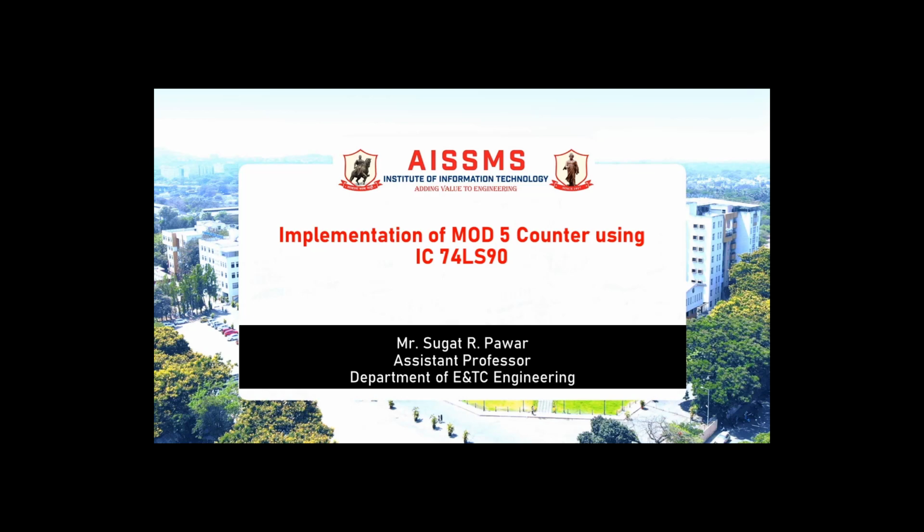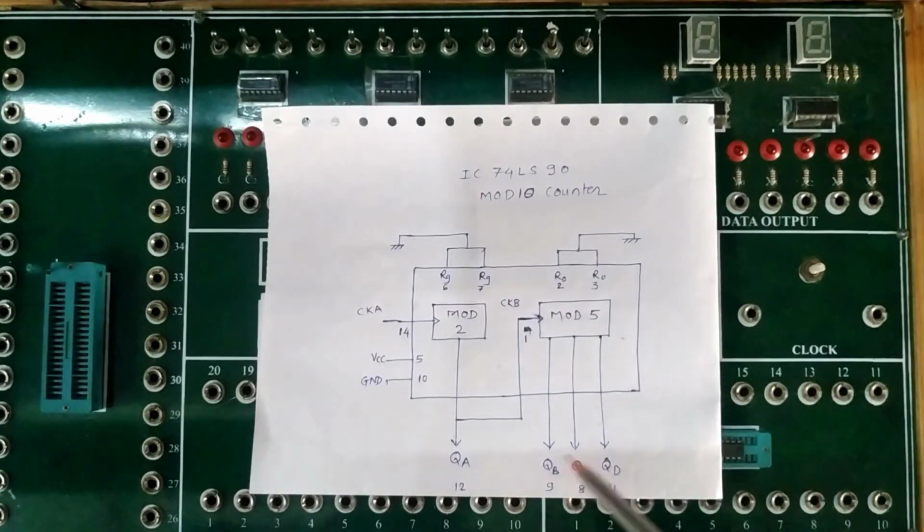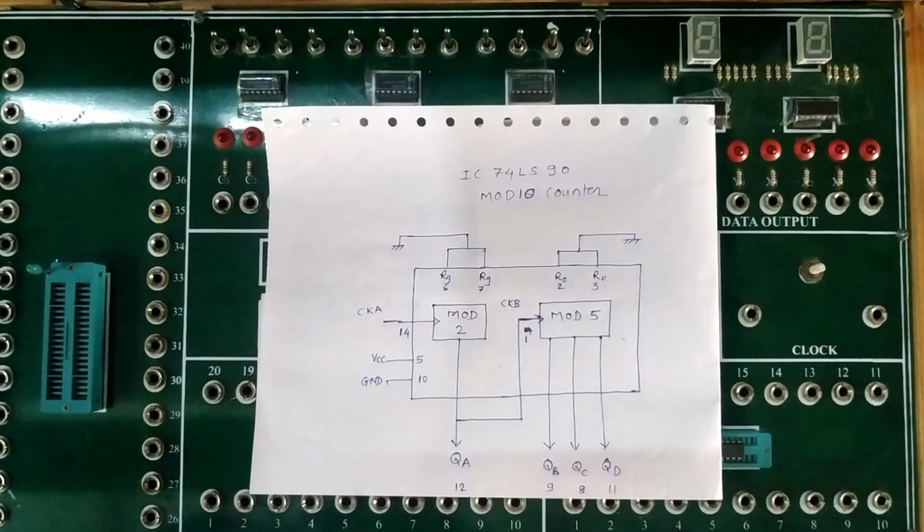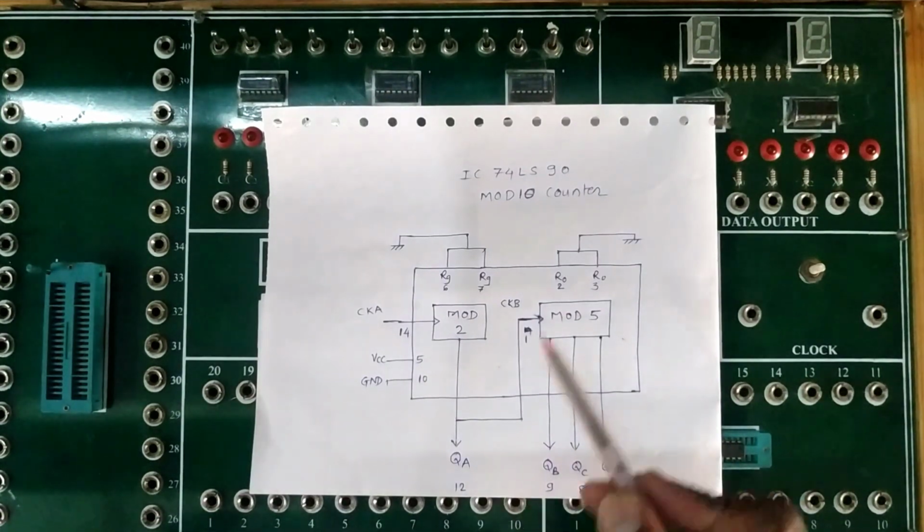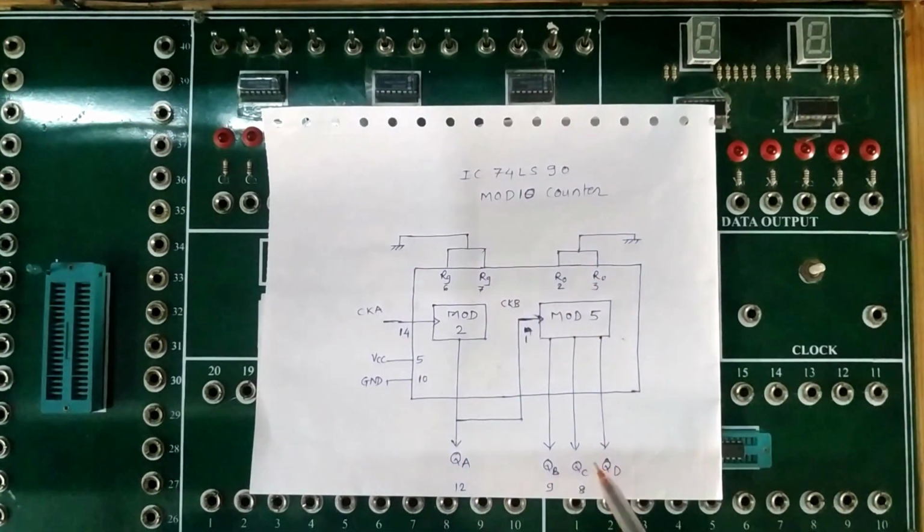In this video, I'm going to implement Mod 5 up counter using IC 74LS90 on digital trainer kit. This is the logical diagram for Mod 10 counter using IC 74LS90. This IC is also called as BCD counter IC as it shows 0 to 9 states only. So total number of states are 10, that's why it is called as Mod 10 counter.